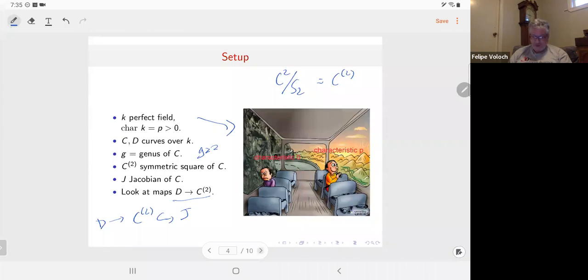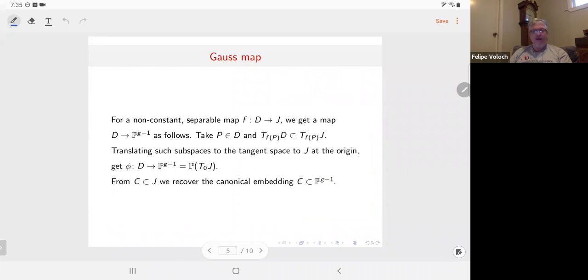One technical tool that I'm going to use a lot is the Gauss map. I'm going to explain that before I even state my theorem. So if I have a map from D to the Jacobian, where D is a curve, I want to construct another map from D to projective space of dimension G minus 1. And remember, J is the Jacobian of C, so J has dimension G.